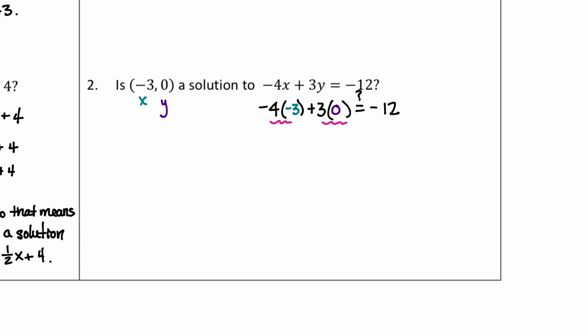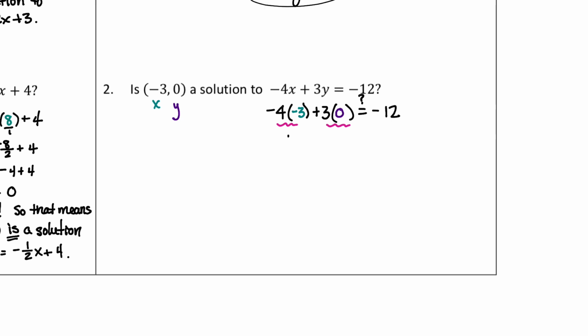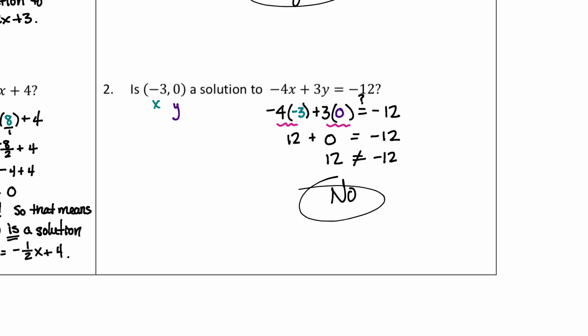So the first one, negative 4 times negative 3 is positive 12. Sorry, it's jiggling. Add 0. Does that equal negative 12? No, it does not, right? 12 does not equal negative 12. Okay, so that was false, which means no, it is not a solution.